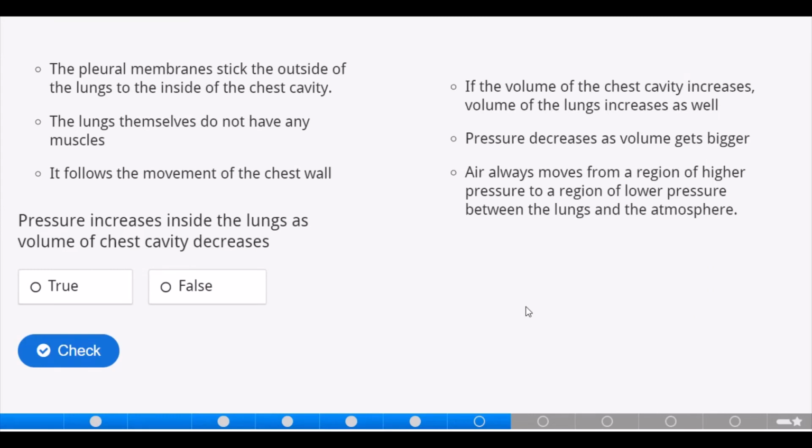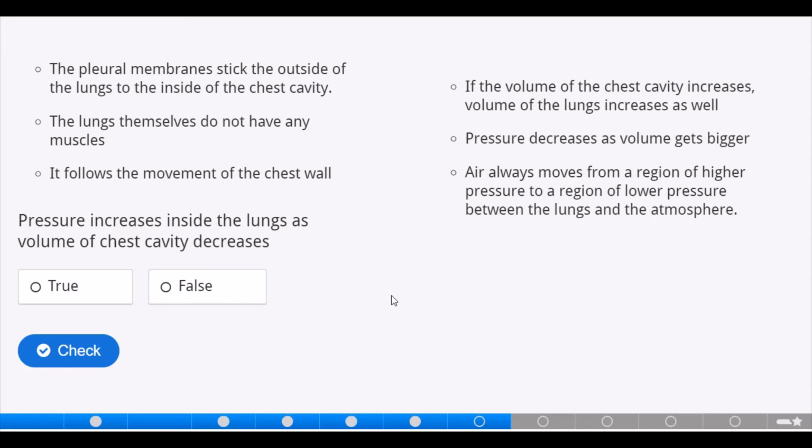The pleural membranes stick the outside of the lungs to the inside of the chest cavity. The lungs themselves do not have any muscles. They follow the movement of the chest wall. So this is to state that pressure increases inside the lungs as volume of chest cavity decreases.